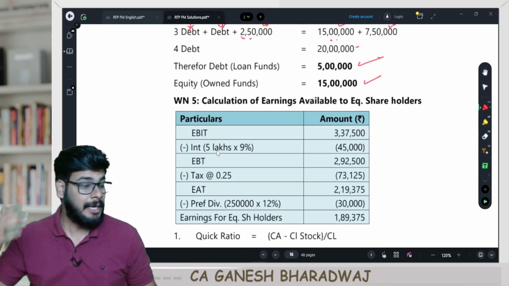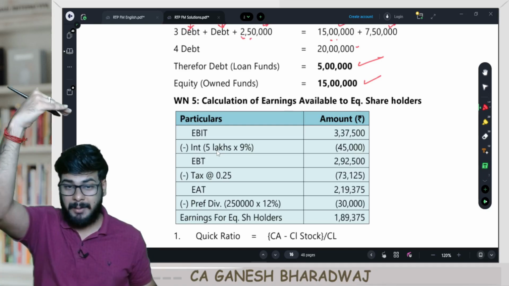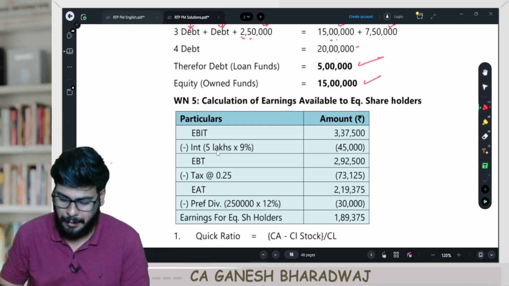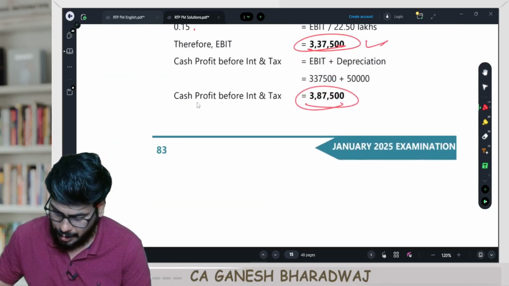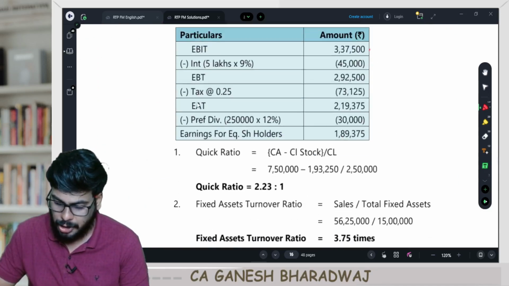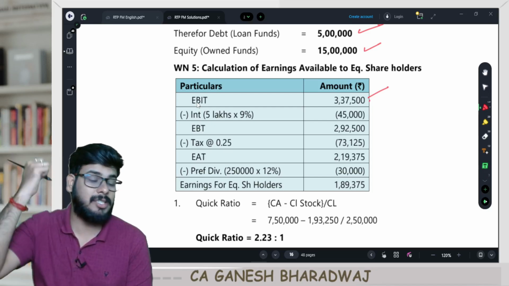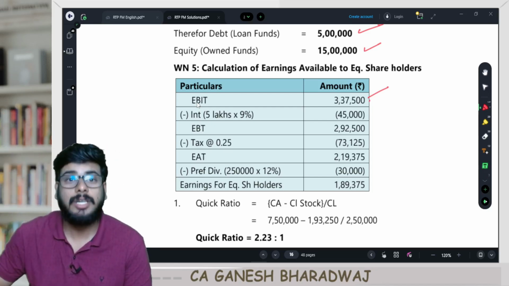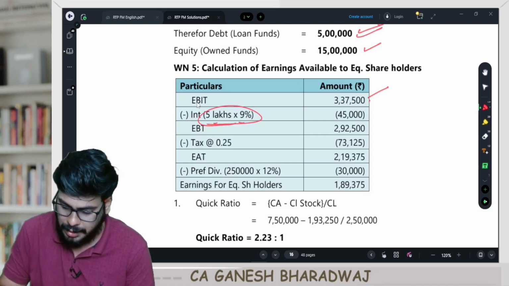Now the next one. In this question they have asked us to calculate the EPS also. So for EPS, we need to prepare the income statement fully. EBIT, right? This figure we calculated quite some time back. So the EBIT figure is 3,37,500, and you can put it here. Minus interest. Sir, how do we know the interest? Interest on debt is given in the question, 9%. On how much debt value? The one we just calculated, 5 lakhs. So 5 lakh into 9%, 45,000.